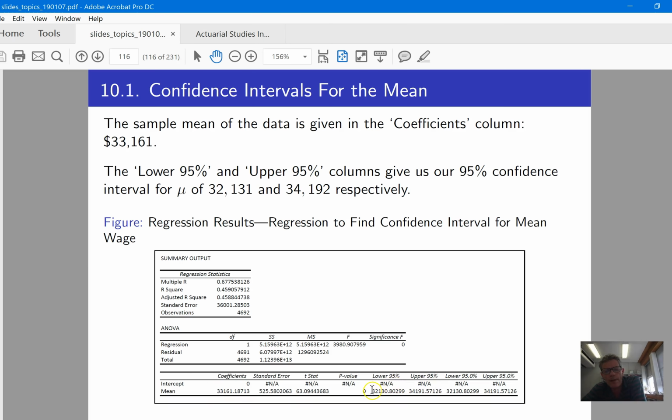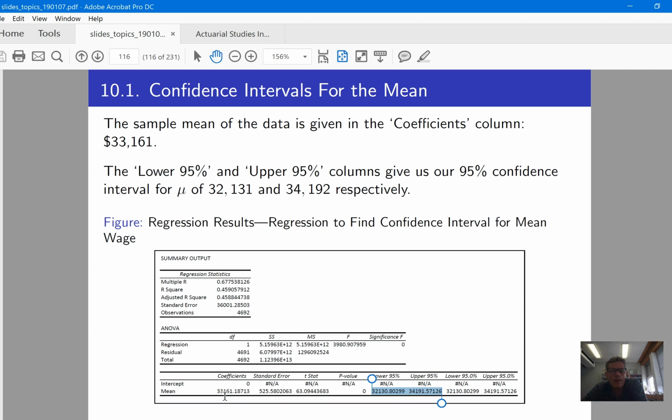The reason we calculate the average this way rather than just typing equals average is that automatically, as an additional piece of output with the regression, we get the confidence interval that we're actually interested in. These are the lower and upper bounds of our 95% confidence interval. So we are 95% sure that the mean wage of this population, which is a bunch of young people in the USA, is between $32,131 and $34,192. And we estimate the mean to be $33,161.